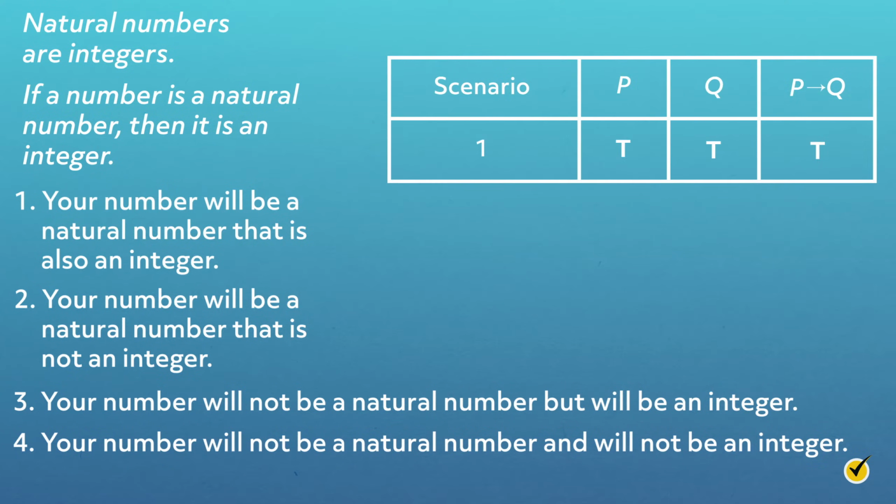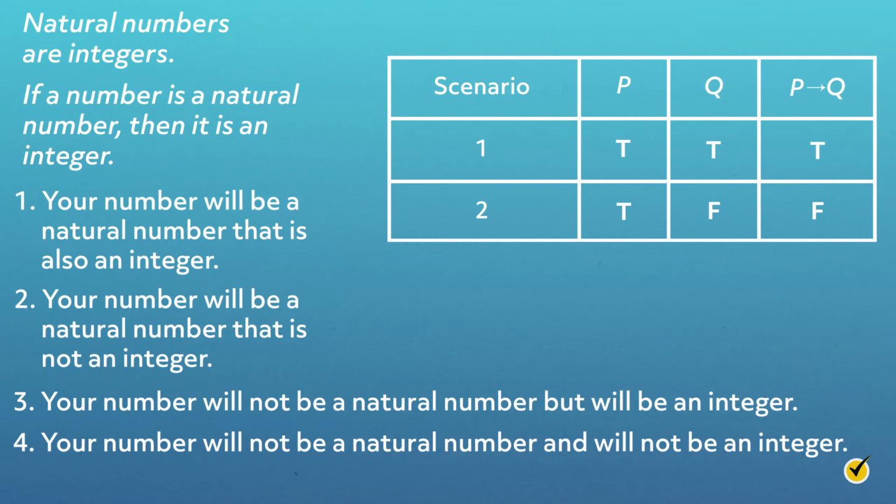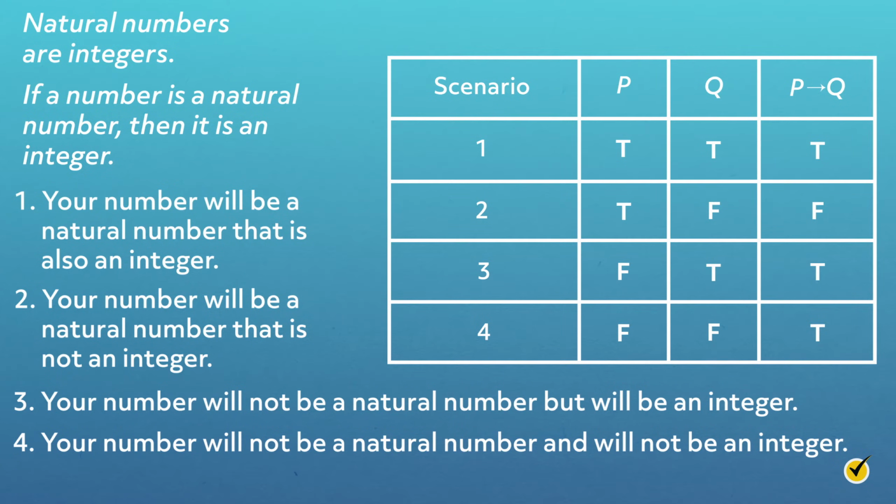Scenario 1 could definitely be true. Scenario 2 could not. Scenarios 3 and 4, however, could go either way, but from the statement only, we don't actually know anything about numbers that are not natural numbers. All we know is that if a number is a natural number, then it is an integer. So scenarios 3 and 4 don't change the truth value of the conditional. Here's what the truth table for a conditional looks like.